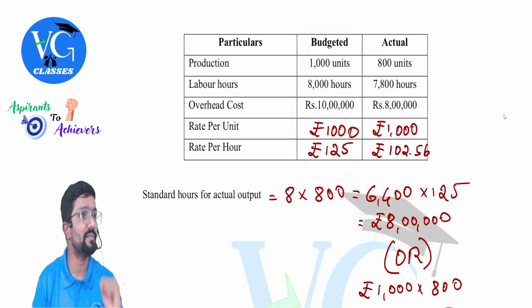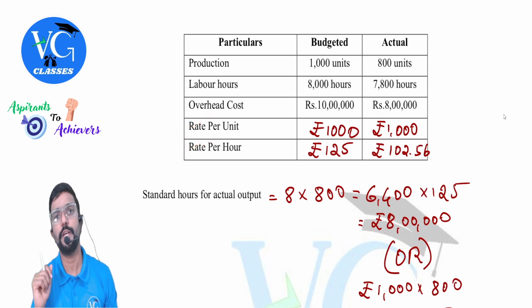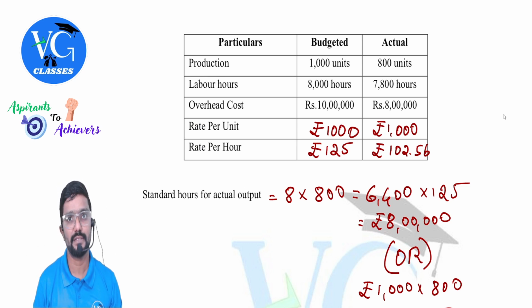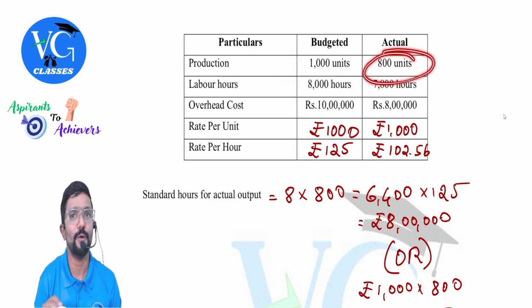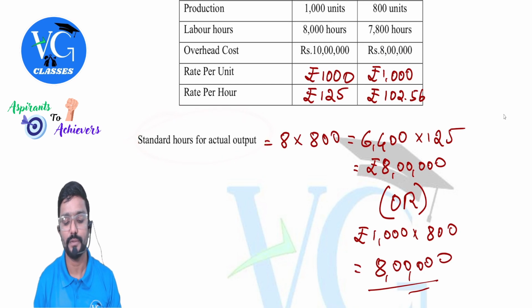Especially the standard calculations we need to do. Standard overhead rate per unit, per hour calculations and all, because this will help us in our variance calculation. Now, guys, when we are observing the overheads, it will always be based on standards. So here what they have given is not standard hours, it is budgeted hours. Sir, what is the difference between budgeted and standard? Guys, budgeted hours will always be for budgeted output, whereas standard hours, we need to convert it for actual output.